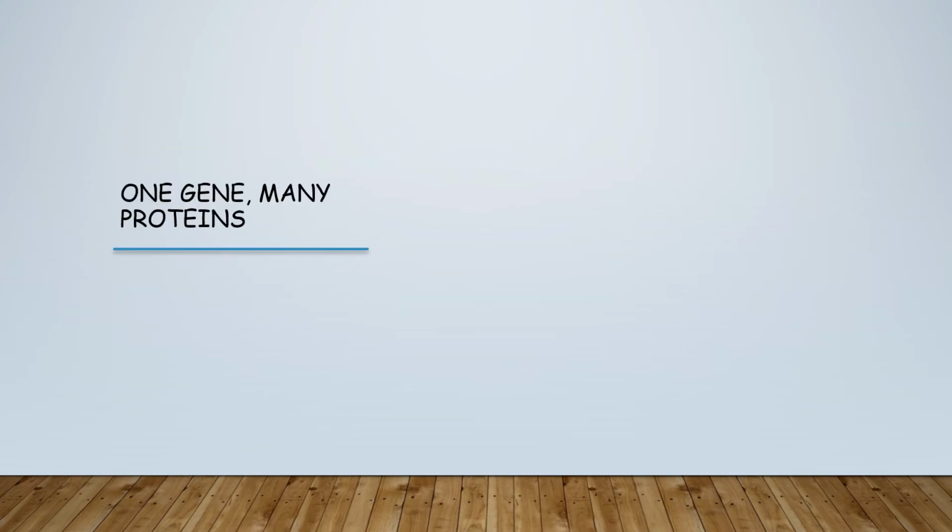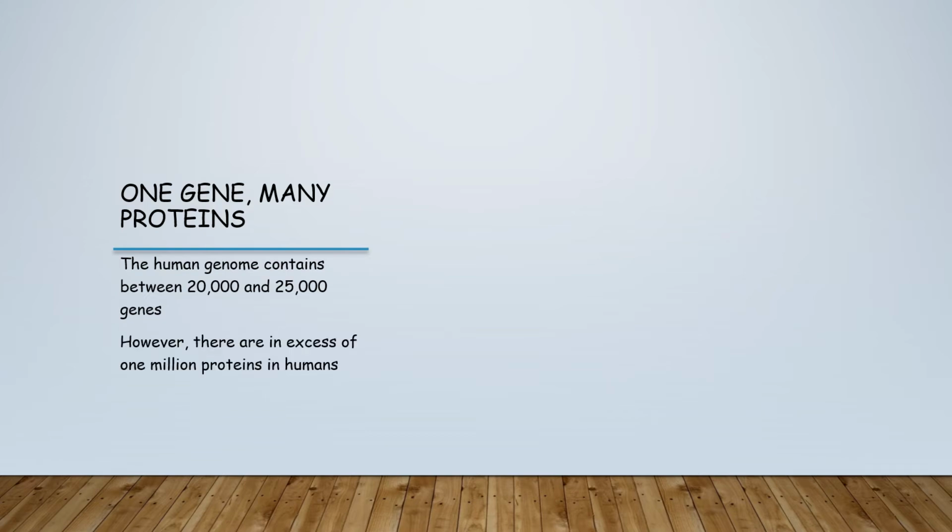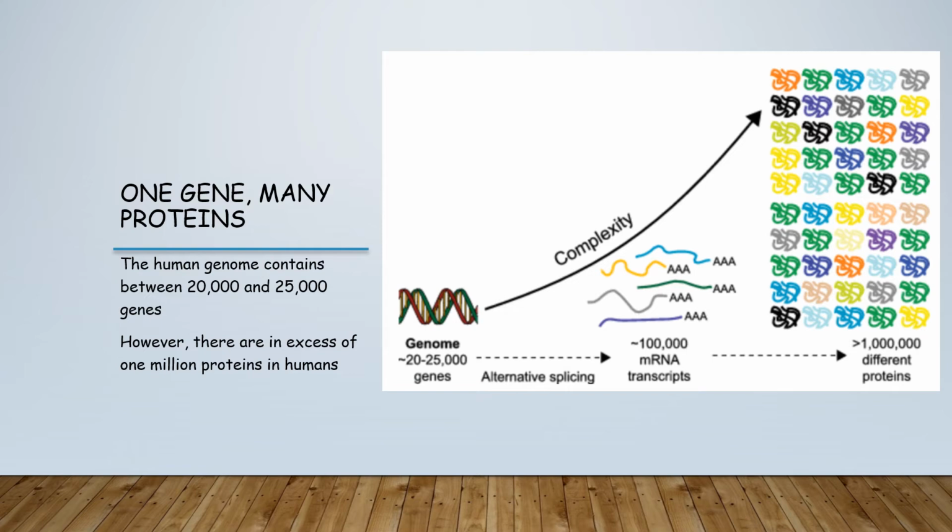Last year in National 5, we gave you the definition of a gene as a sequence of DNA that codes for one protein. And for many years we thought that to be true. But developments like the Human Genome Project have shown us we contain 20 to 25,000 genes, but over 1 million proteins. So that means that something's happening to multiply the amount of protein that we can get from one single gene.